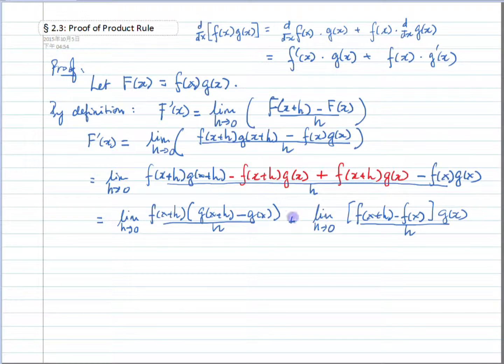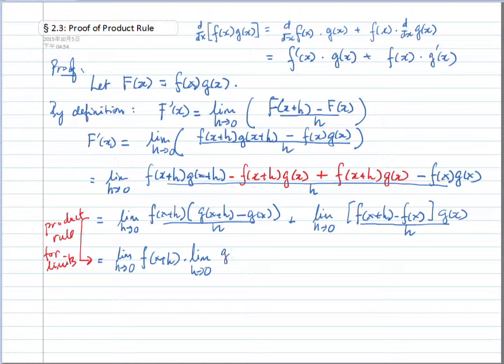So now we have two limits, but these are limits of products, and we're going to apply the product rule of limits. So how do we get from the top equation to the one below? We apply the product rule for limits. And that is going to give us this expression. Limit as h goes to 0 of f of x plus h times the limit of the second factor, which is g of x plus h minus g of x over h.